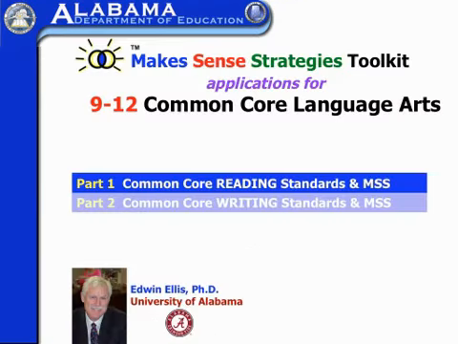So far I've just been giving you kind of an overview of different ways of using various tools from the Make Sense Strategies toolkit, as applied to some of those specific reading standards. What we're going to focus on next is some of the writing standards associated with the Common Core for 9-12 and ways to use some of the tools from Make Sense to address those writing standards.